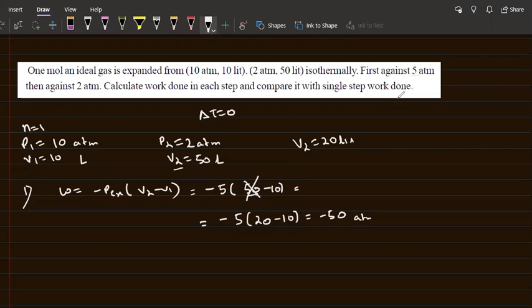Okay. Now the second process, the second step, against 2 atm, then again minus P external, which is 2. Then the volume is changed from, tell me, volume is changed from, second case.